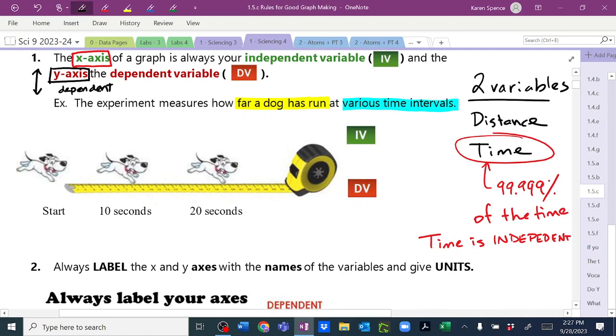Anywho, so time is our independent variable, the IV, and that means that distance is the dependent variable. How far the dog can run depends upon how much time it has had available for running. Does that make sense? Yeah? Okay. So we've now determined what the independent and dependent variables are.